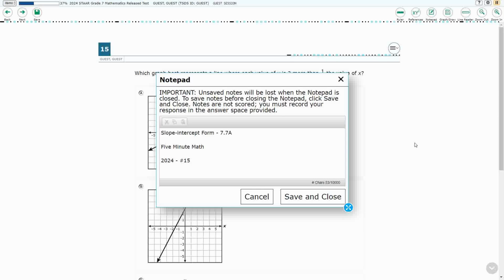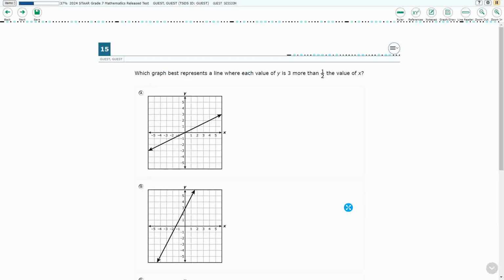Today we are looking at the 7th grade concept of slope-intercept form. This is standard 7.7a in the great state of Texas, and we are using item number 15 of the 2024 released STAAR test. If you haven't done so already, please take a moment to pause the video, work this problem out on your own, unpause it, and we will look at our answers together.